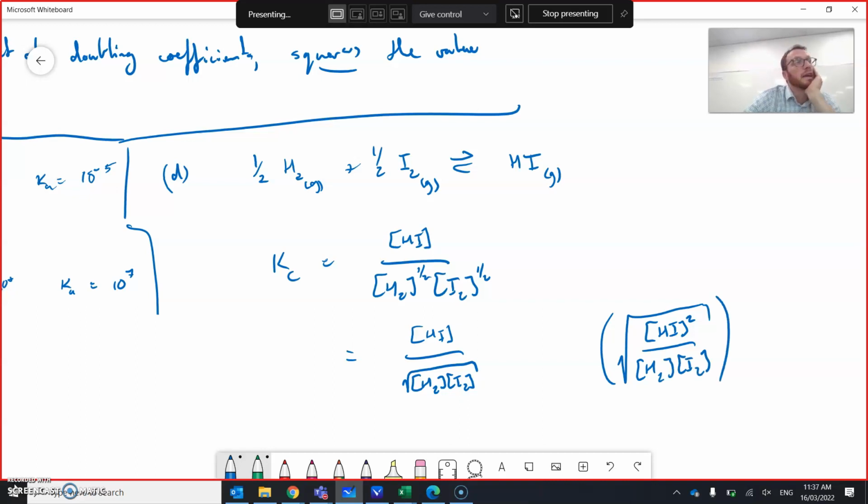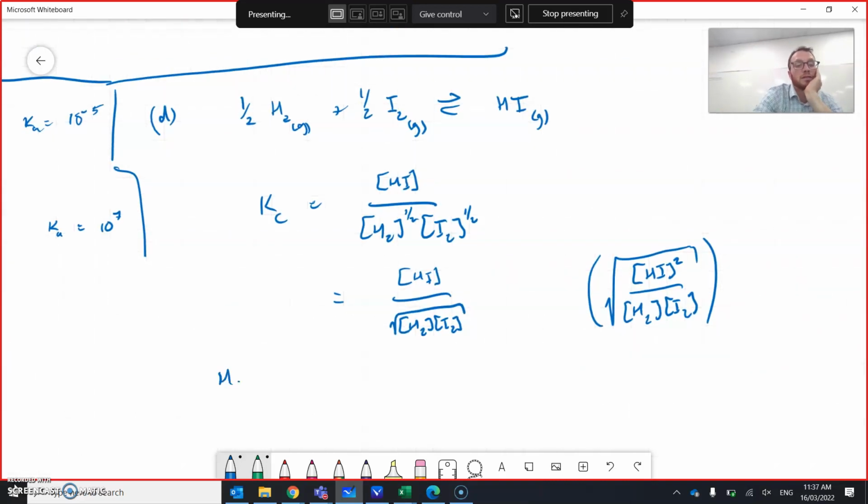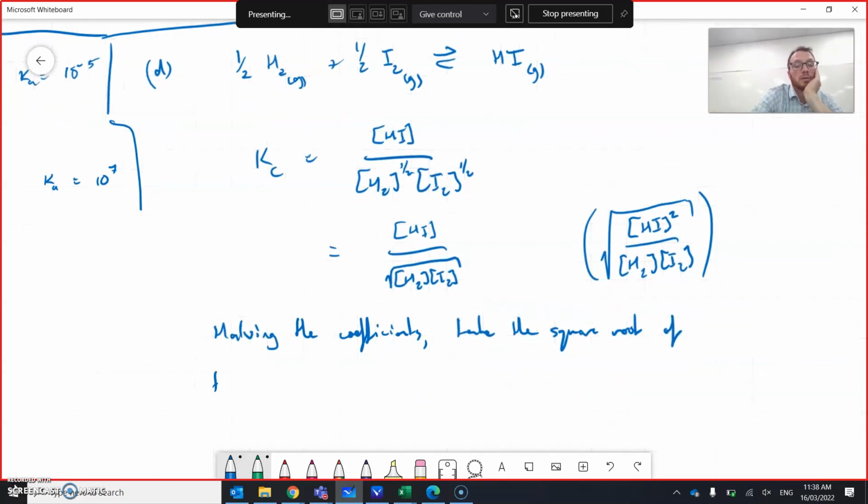So therefore, halving the coefficients takes the square root of the value of Kc. Yeah?